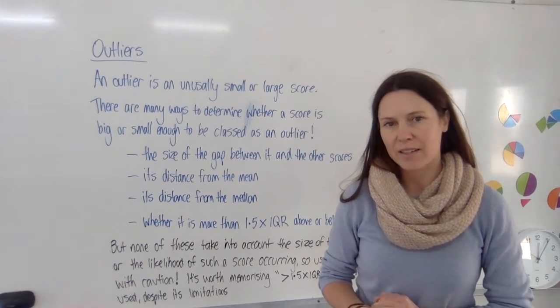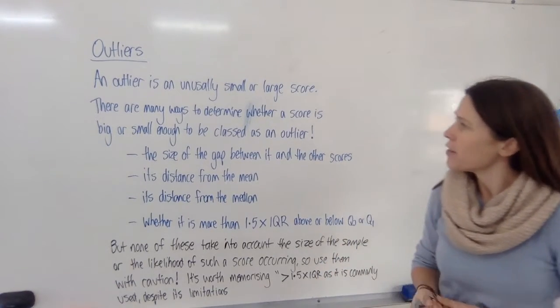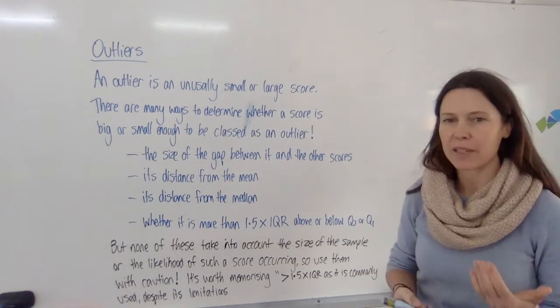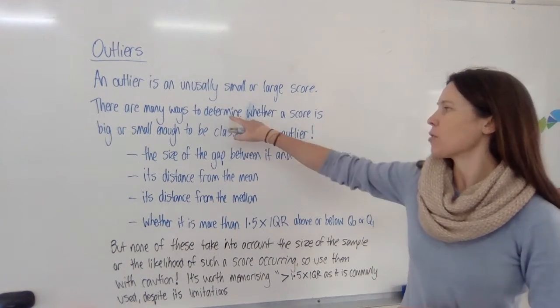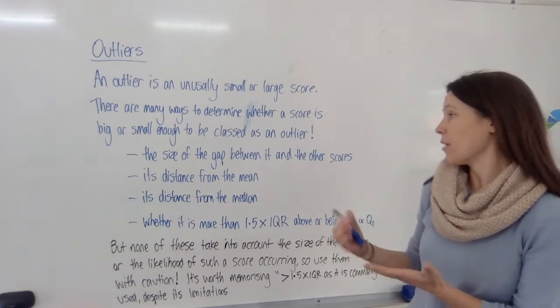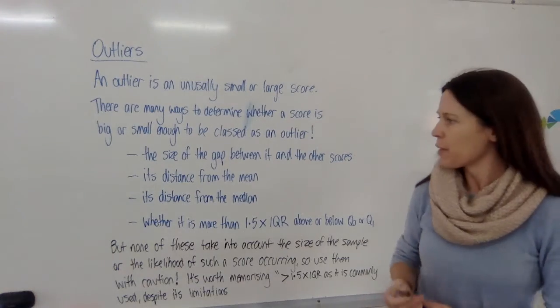Let's have a look at outliers now. An outlier is an unusually small or large score, but the problem is there's lots of ways that you can work out whether a score really is big or small enough for you to call it an outlier. So what are some of the methods that are used?